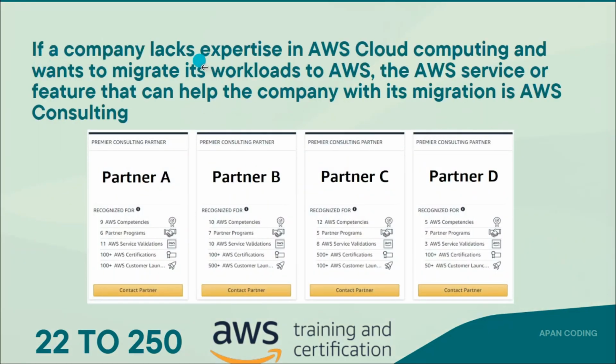If a company lacks expertise in AWS cloud computing and wants to migrate its workloads to AWS, the AWS service or feature that can help the company with the migration is the AWS consulting partners. Option B is right. You can see here the different types of partnerships given.